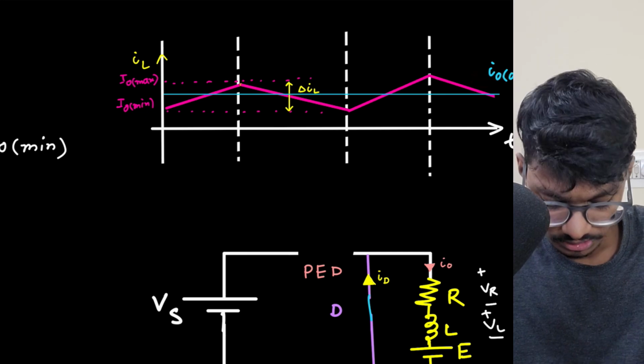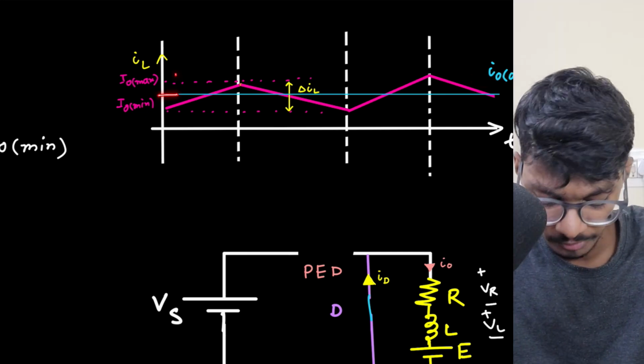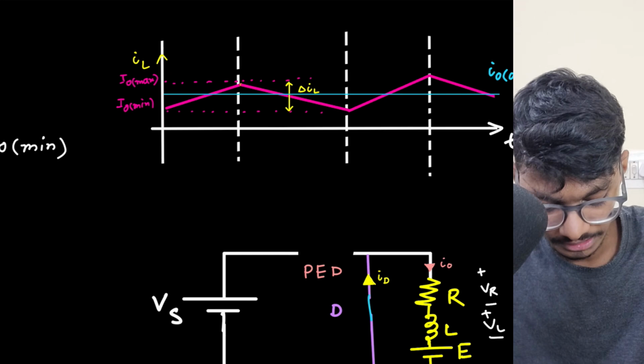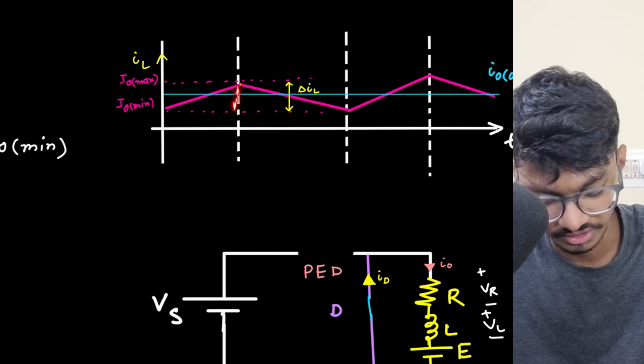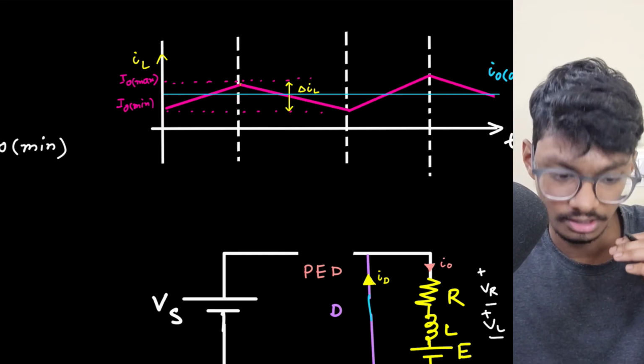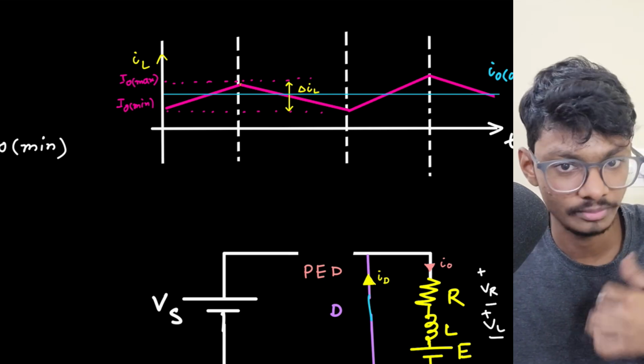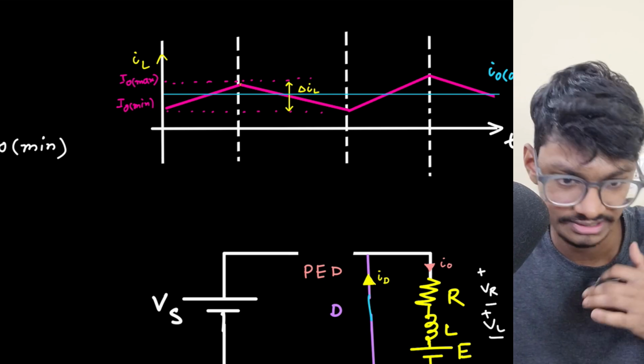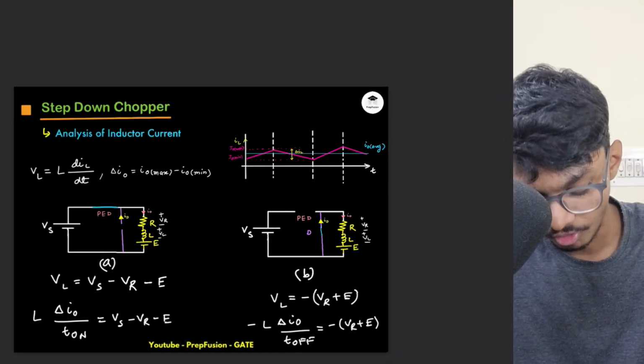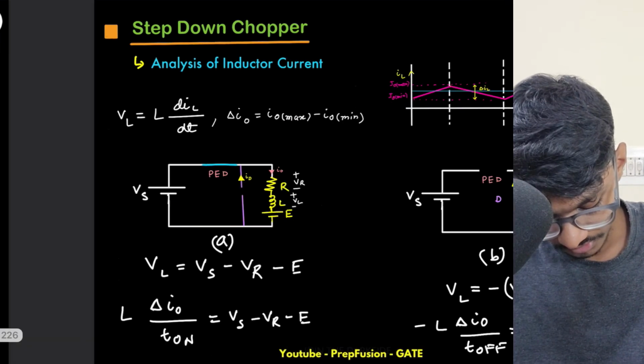IO average will be between IO max and IO min. The distance from the average to the maximum will be half the ripple, and the distance from the average to the minimum will again be half the ripple. It will be exactly at the midpoint. You can compute all these things, as already explained.